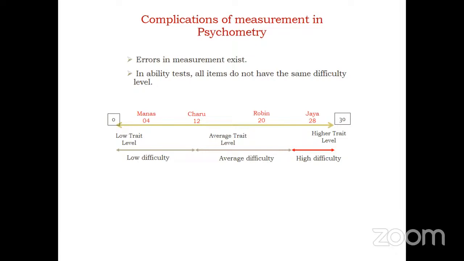So if we are just looking at these observed scores, considering the linearity in measurement, someone can say that the difference of trait level between Manas and Charu is the same as the difference in trait level between Robin and Jaya. If it's a test of intelligence, suppose, the difference of intelligence between Manas and Charu is the same as the difference in intelligence between Robin and Jaya. Can we say that?